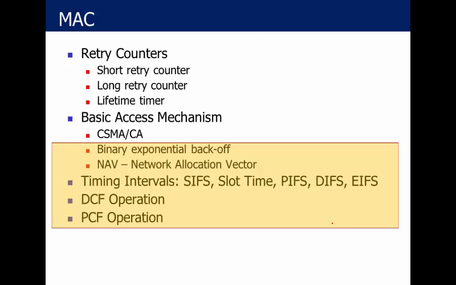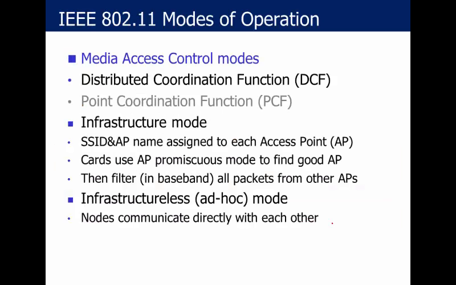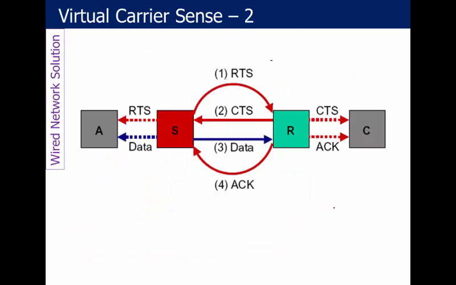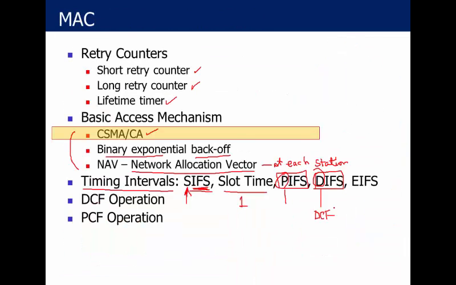Where is it? Here. Distributed coordination function and point coordination function. Oh yeah, here. DCF and PCF operation. So DCF is always available. PCF is available when it comes to time-sensitive data to be transmitted.